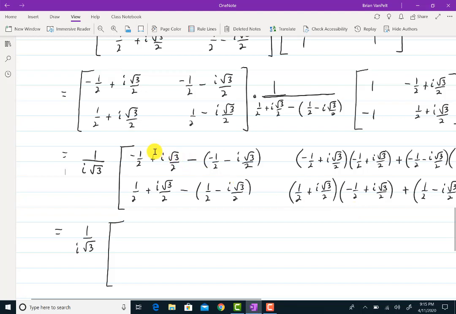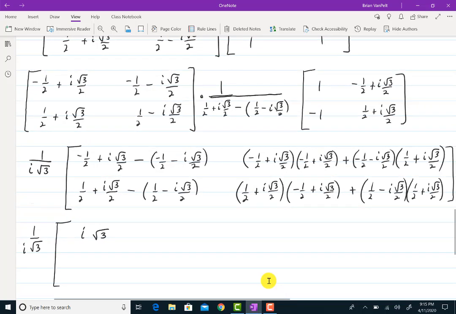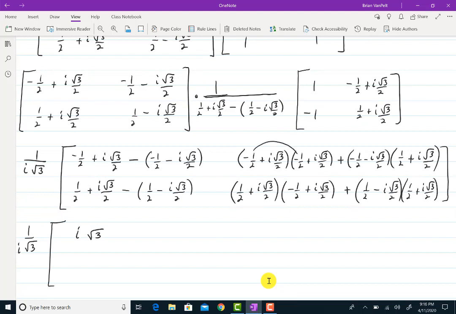All right, let's take a look at what we have here. Negative 1/2 plus 1/2 goes away. I radical 3 over 2 plus I radical 3 over 2 is I radical 3. Now for this next piece, I'm going to FOIL everything out here. I'm going to get 1/4 minus I radical 3 over 4 minus I radical 3 over 4. And then the lasts here, I times I is negative 1, so I'll get a negative 3/4.